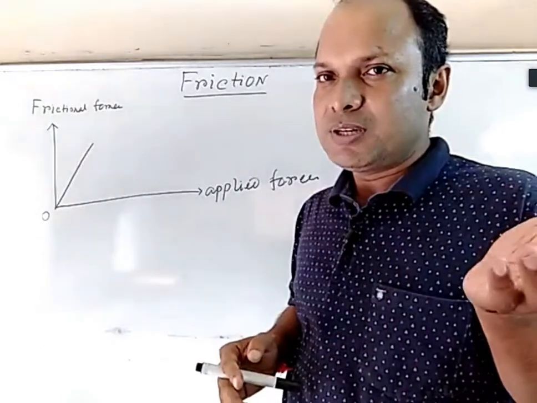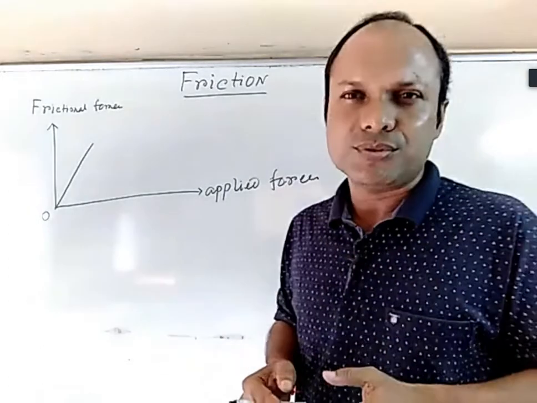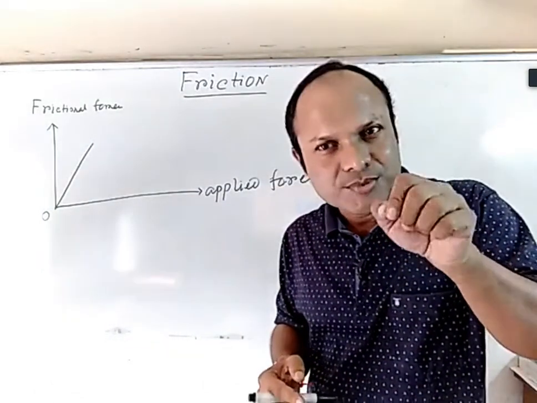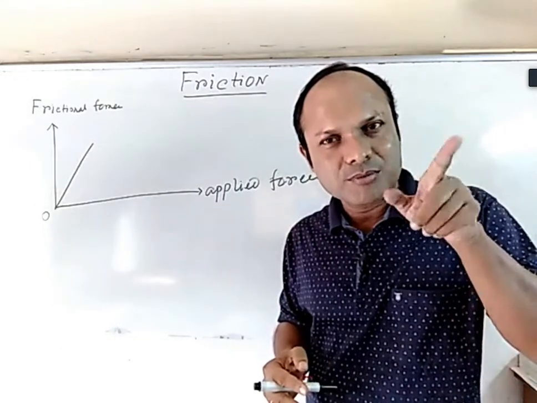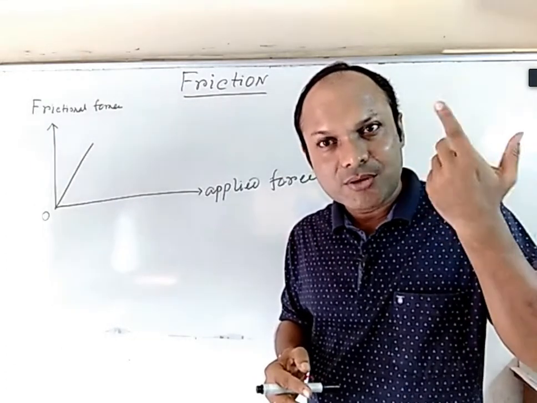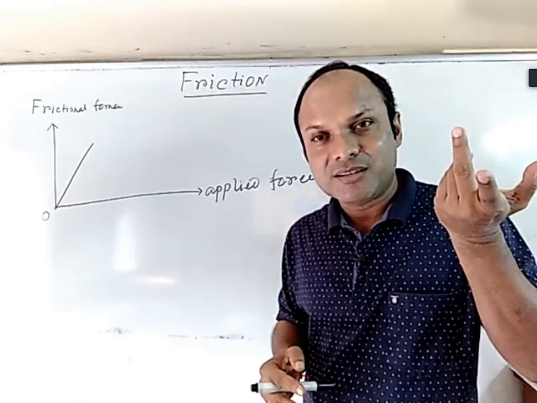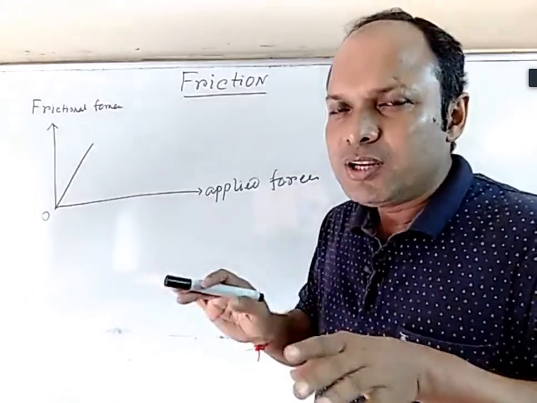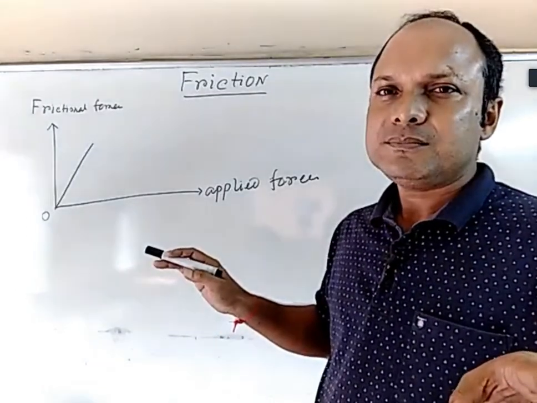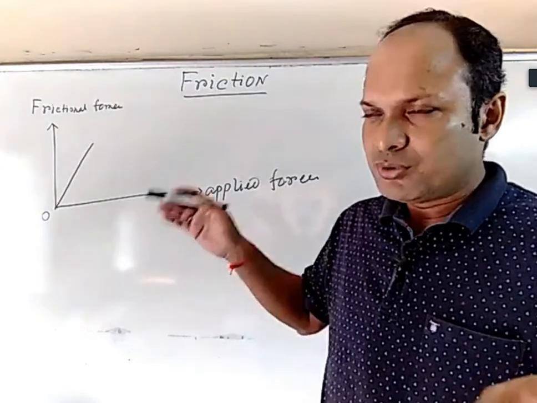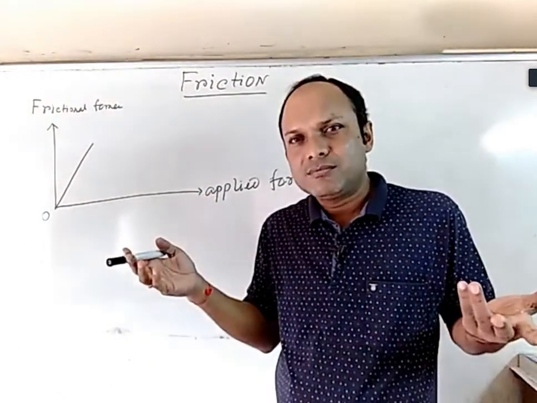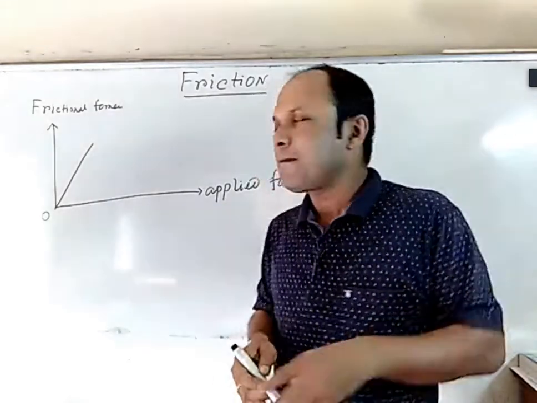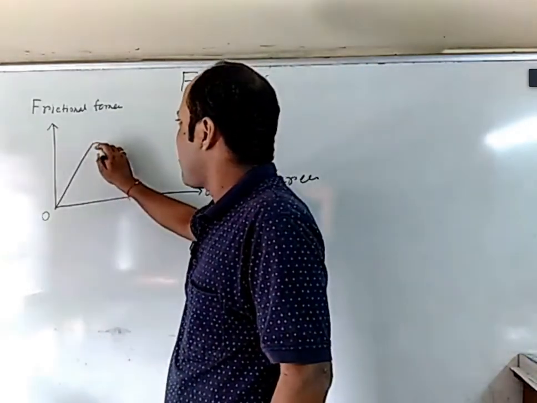But previously, when you applied 4.9 Newton force, the object was static. After 5.1 Newton, the object comes in motion. Now, when I apply 4.9 Newton, the object is still in motion. There is no need to increase the applied force to keep the object in motion. If you continuously apply 4.9 Newton, the object will keep moving like this. That means the graph will be like that.